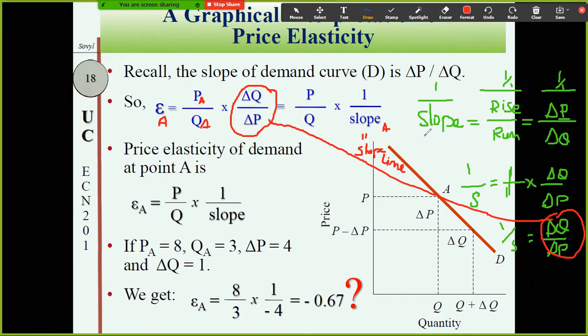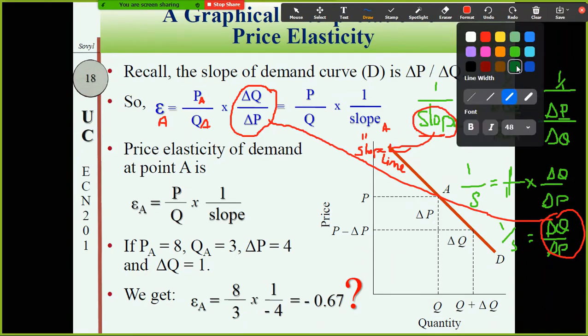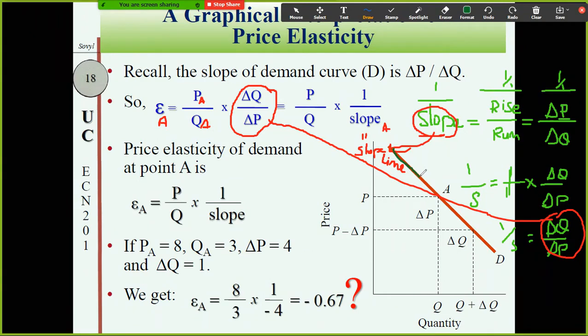How to find the slope of the line? To find it, this is the slope equation. If you don't understand or you are not clear, you can ask me. But again, I remind you, you can go to see Appendix Chapter 1, the slope of a line.